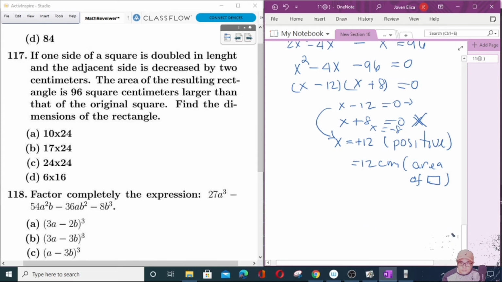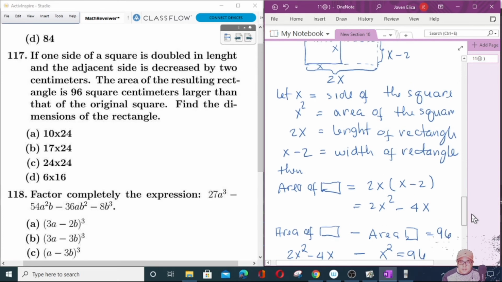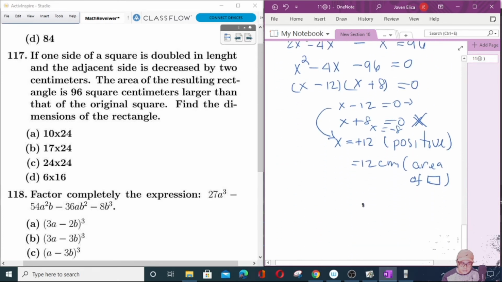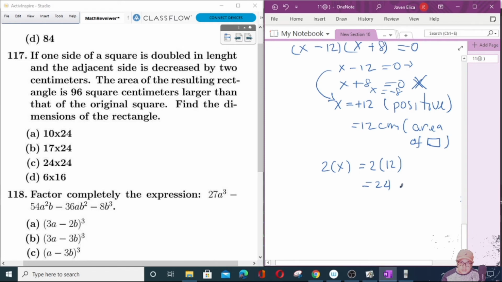And then if we're going to recall, 2 times x multiplied by x is equal to 2 multiplied by 12. This is equal to 24. 24 is the length of the rectangle. So this is the length of a rectangle.